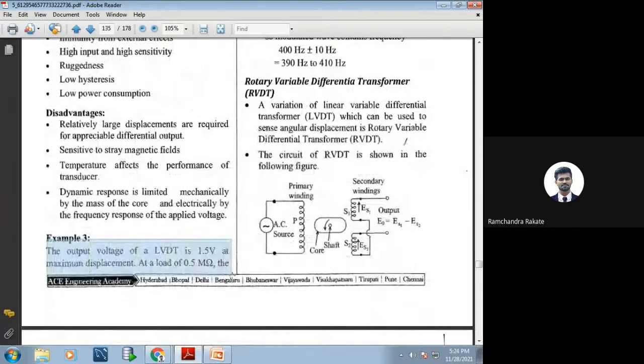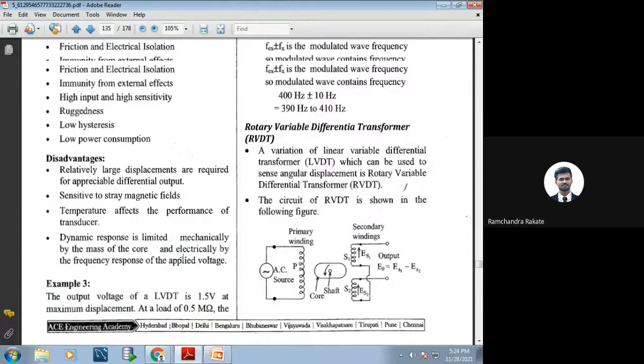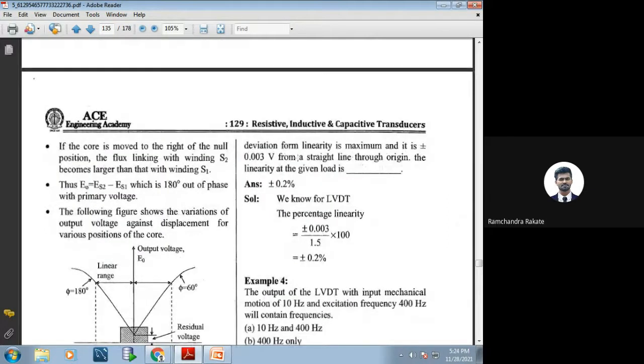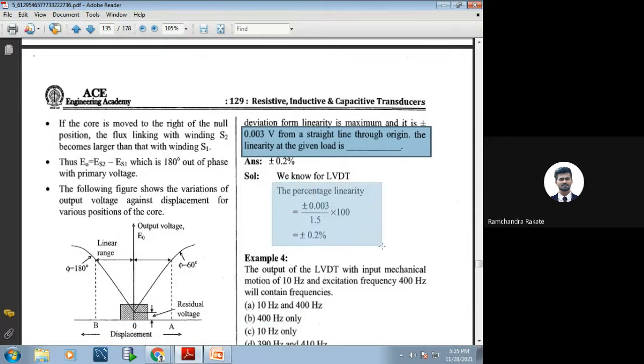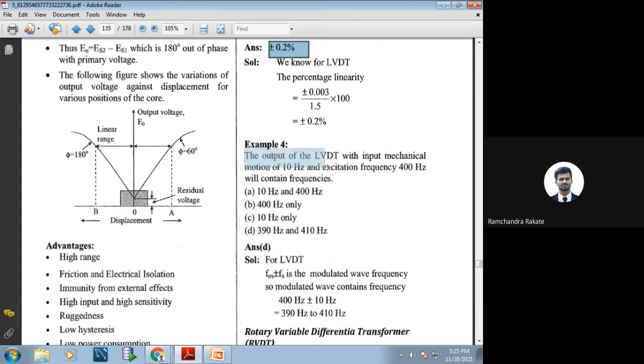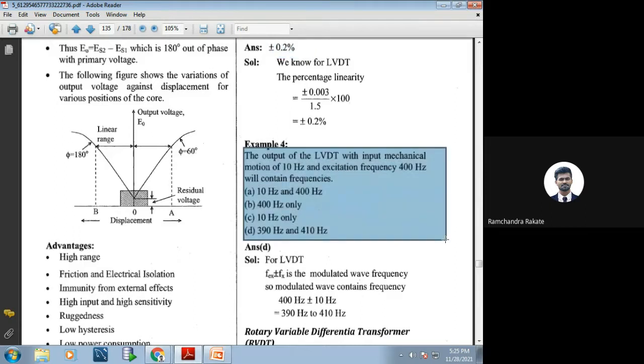The output voltage of the LVDT they have given is 1.5, and at the maximum displacement the load is 0.5 mega ohm, and the deviation is 0.003 from a straight line through the origin. Find the linearity for the given load. We know the percentage linearity equation is the maximum deviation, plus or minus 0.003 upon 1.5 into 100. So how much do we get? 0.2.